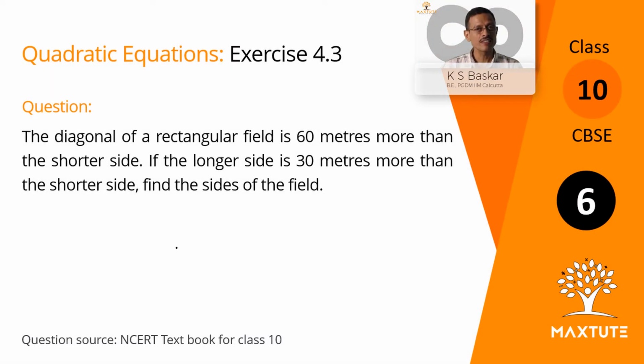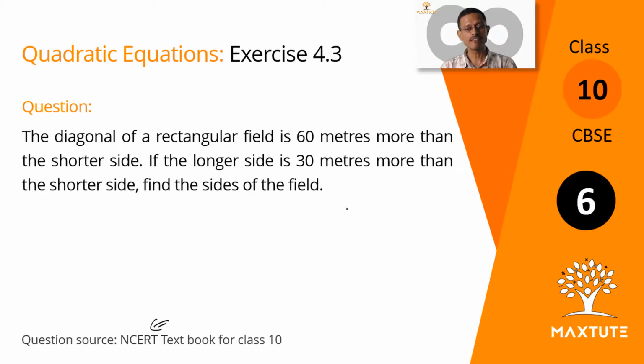This is an easy question. This is a solution to the exercise question that appears in NCERT textbook for class 10. Exercise 4.3, it's a quadratic equations question. It's a word problem. The diagonal of a rectangular field is 60 meters more than the shorter side. If the longer side is 30 meters more than the shorter side, find the sides of the field.